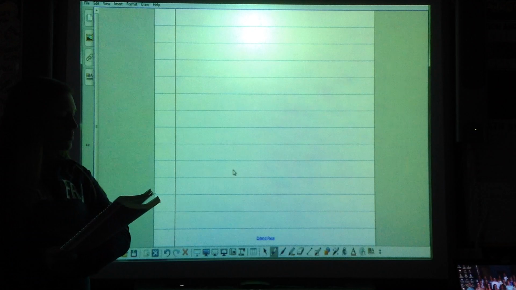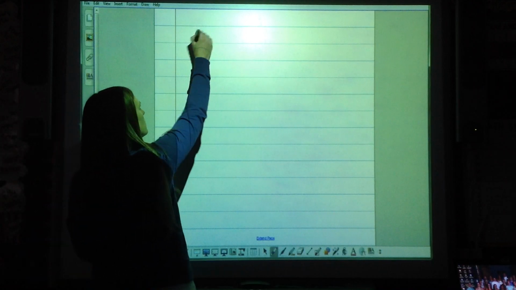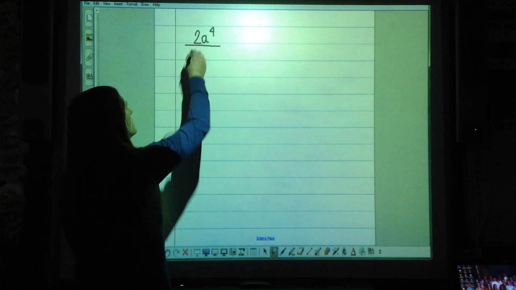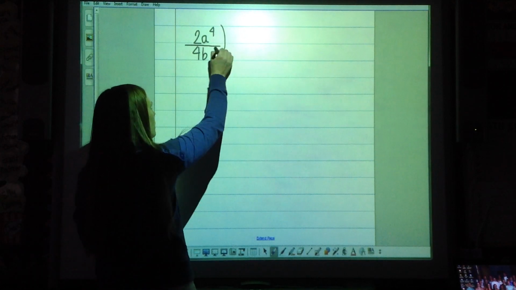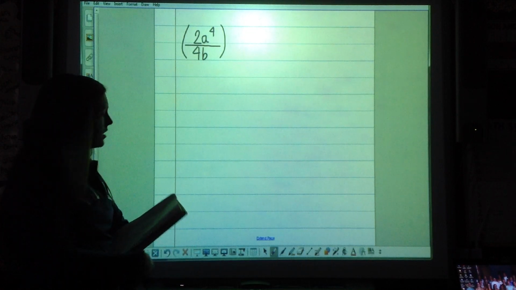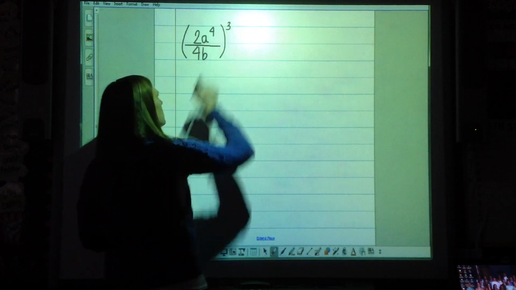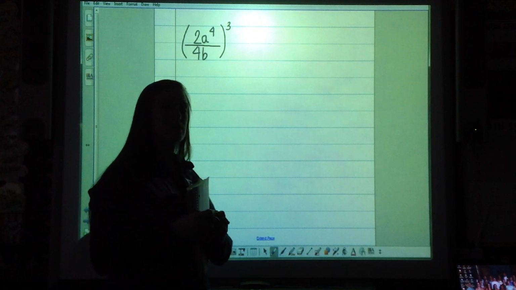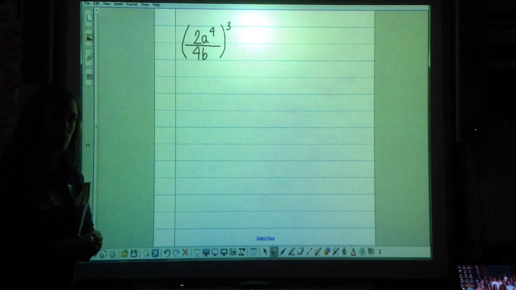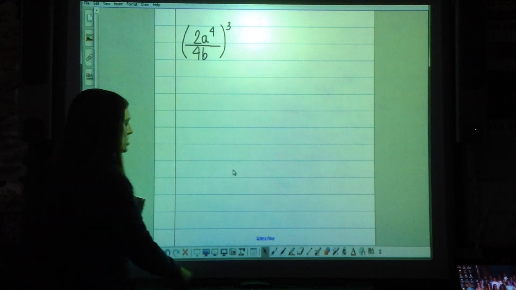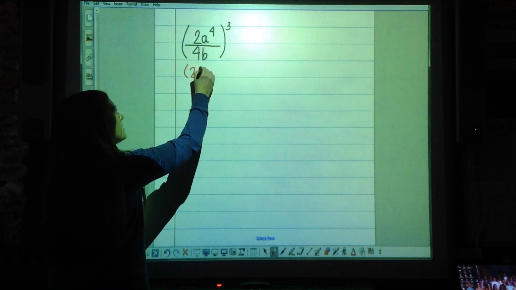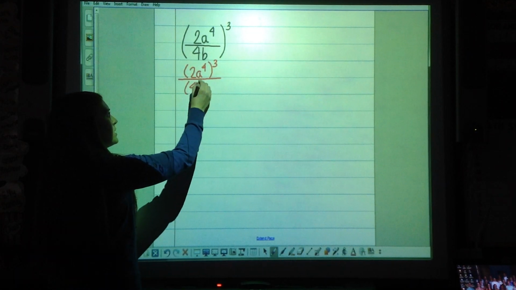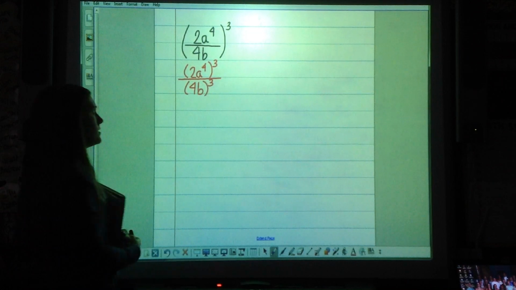So let's say we have 2a to the 4th power over 4b, and that whole thing is cubed. Like I said in the last lesson, generally you're going to want to start on the outside and work your way to the inside. So I'm going to start with that cube and distribute it to the numerator and the denominator. Here I'll have 2a to the 4th, that quantity is cubed, and then 4b, that quantity is cubed.